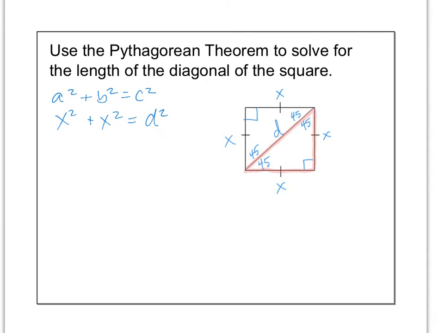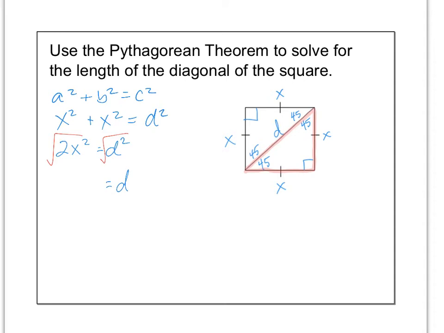d squared. x squared plus x squared, they're like terms. If you add them, you get 2x squared. Remember, we're trying to solve for the length of the diagonal. So we don't want d squared. To get just regular d, we're going to have to take the square root of both sides. And when we do that, we will just get plain d over there on the right.